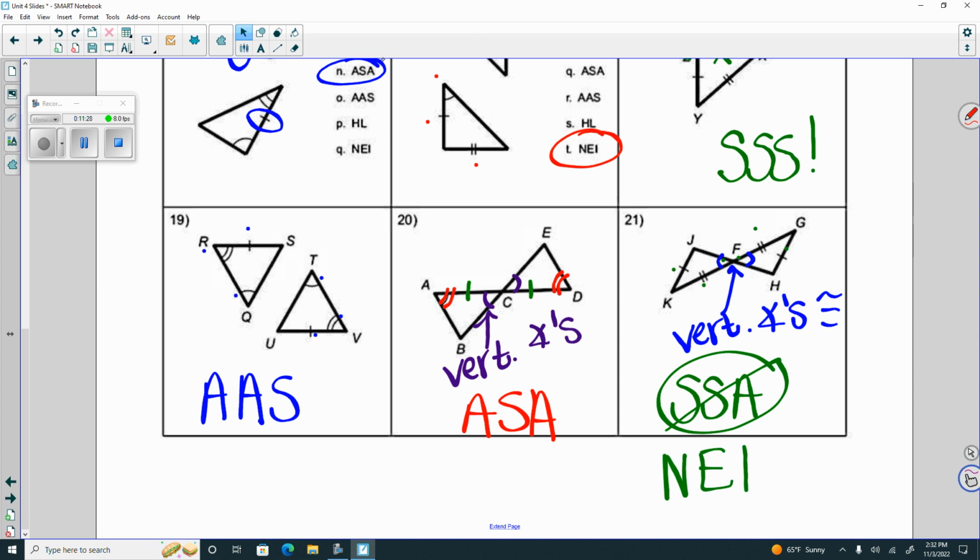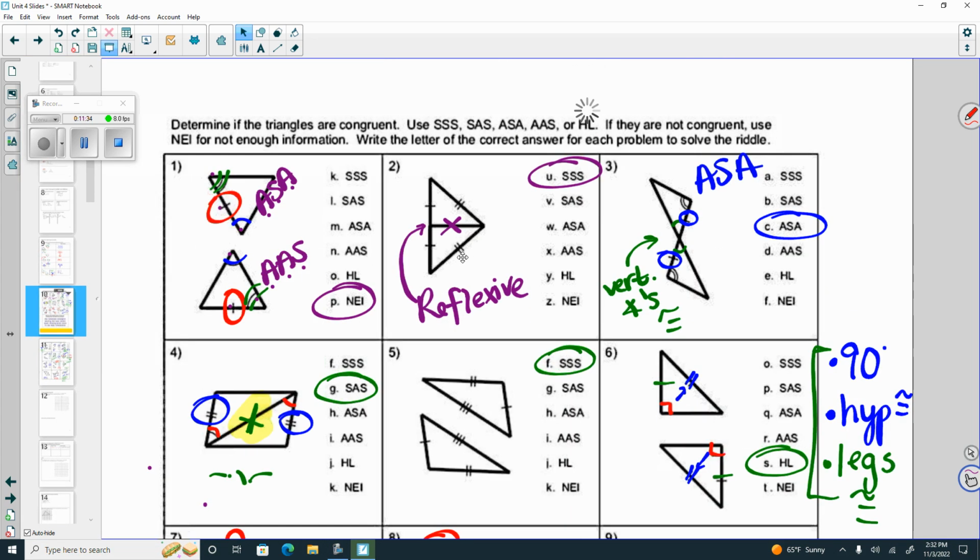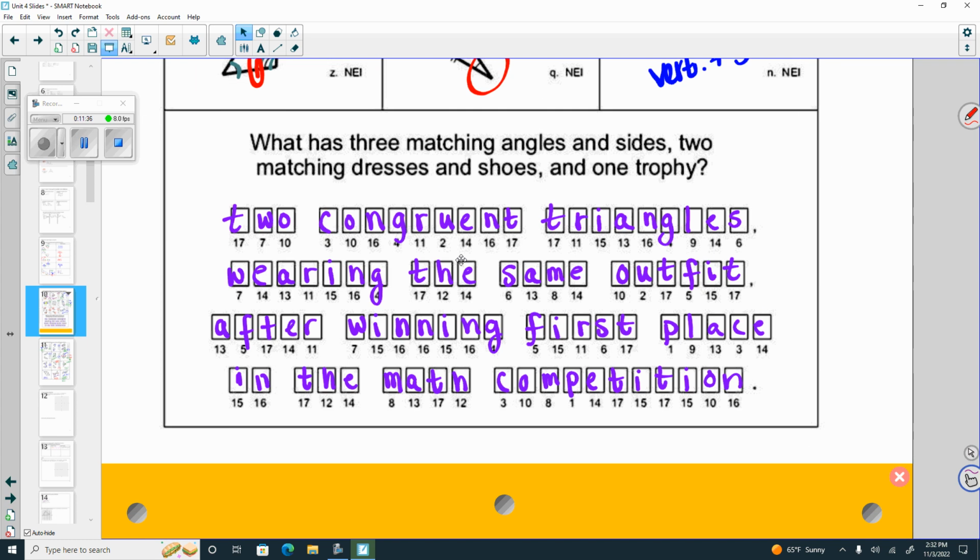Let's take a look at our riddle, what we should have gotten as our answer. The question was, what has 3 matching angles and sides, 2 matching dresses and shoes, and 1 trophy? And our answer here is 2 congruent triangles wearing the same outfit after winning first place in the math competition.